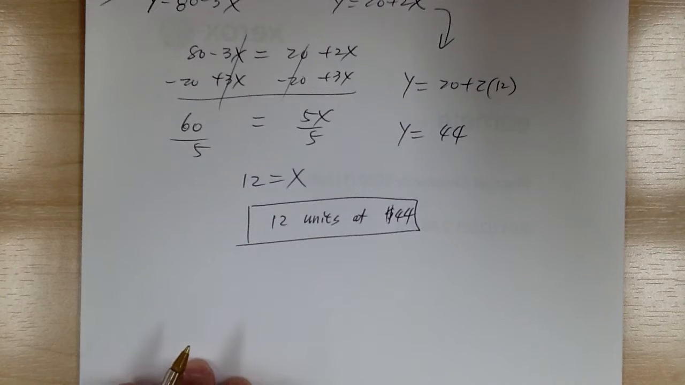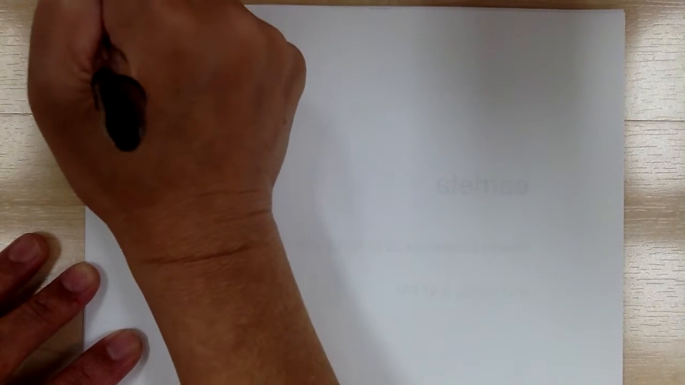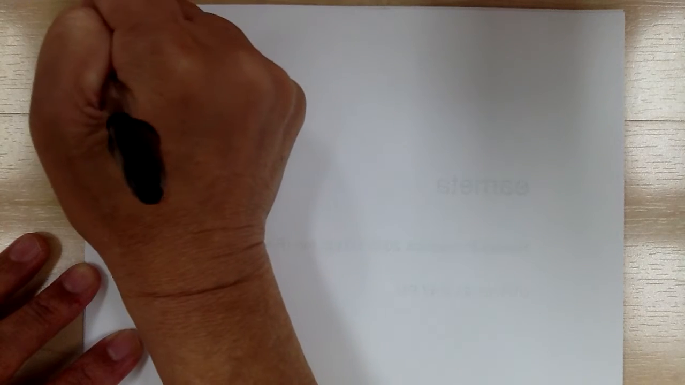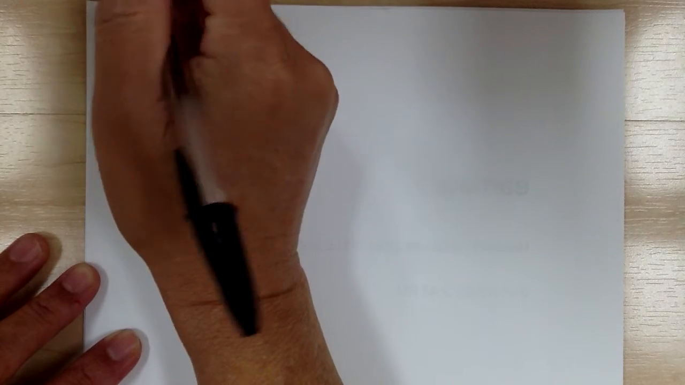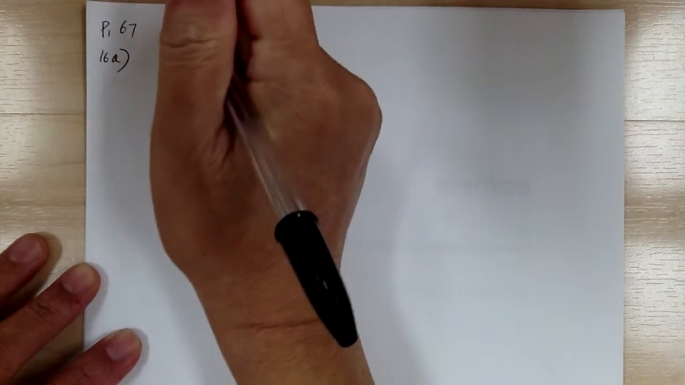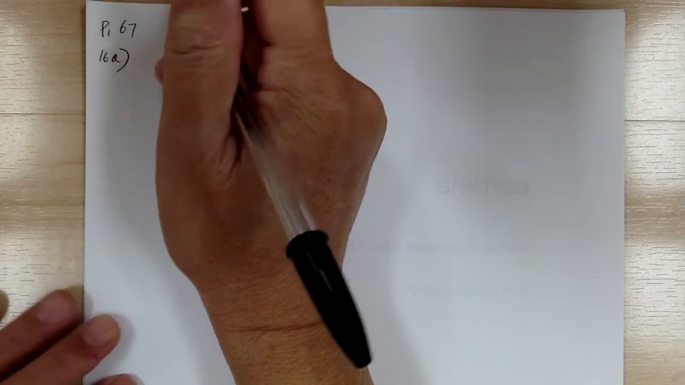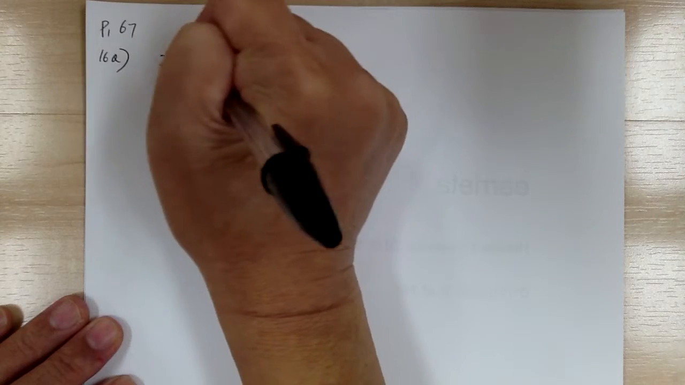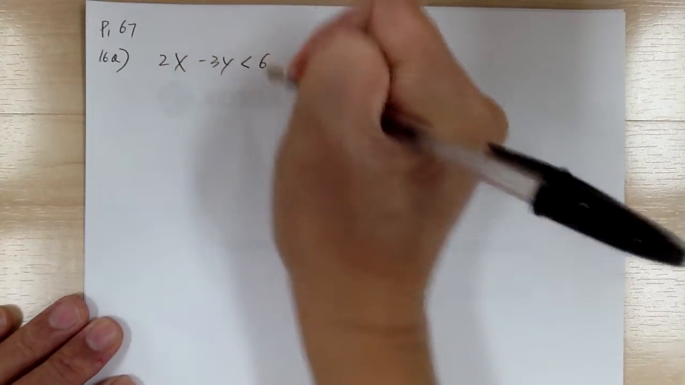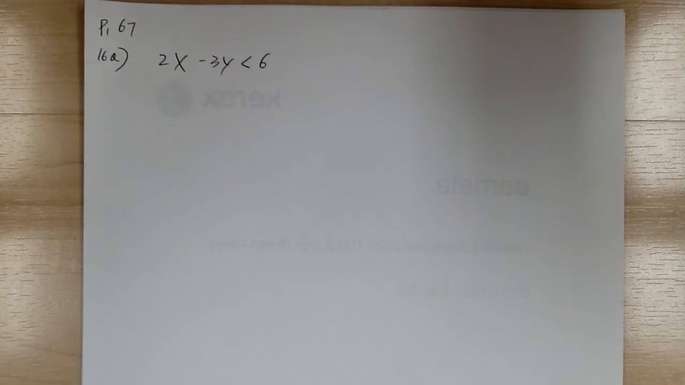Okay, let's go to 16. This one has 4 parts, so let's do 16a first. So you want to graph each region described by each of the conditions. So you got 2x minus 3y is less than 6. Okay, so this is an inequality graph.